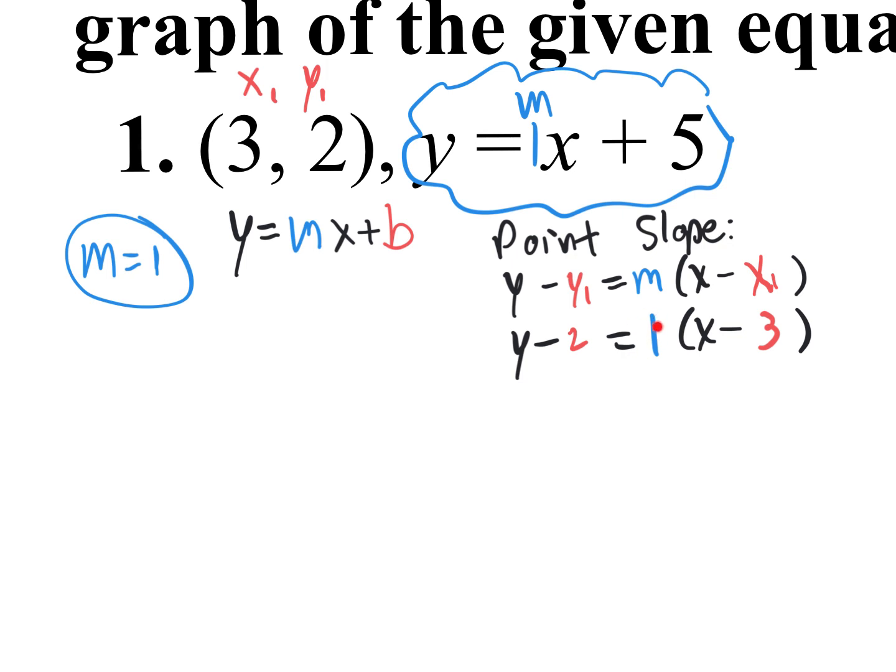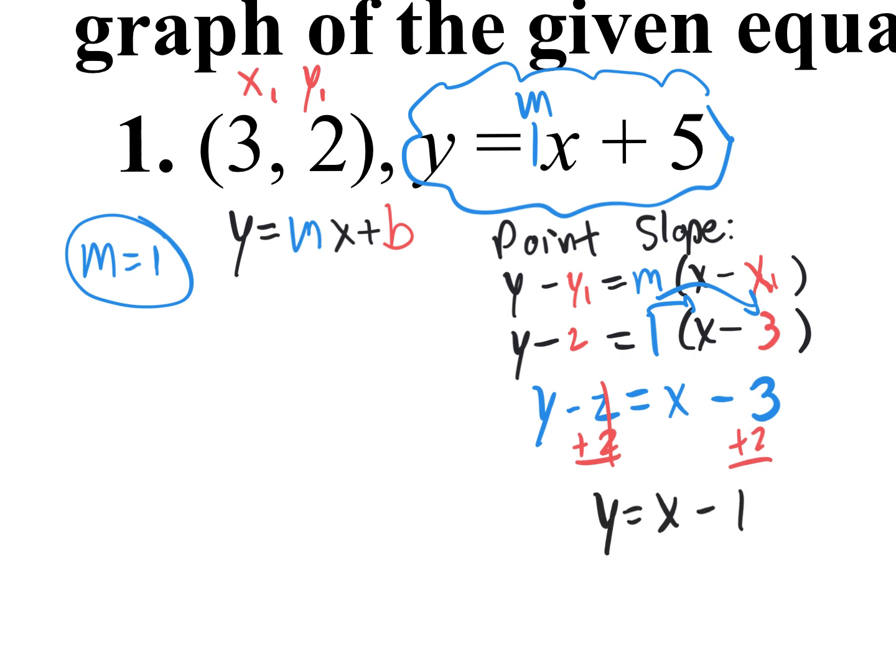So whatever number you have right here, to get rid of the parentheses, all you have to do is distribute. And we all know that 1 times x is x and 1 times -3 is -3. Bring down the equal sign, bring down y minus 2. All you have to do is get rid of the minus 2 to get y by itself by doing plus 2 and plus 2. And you're going to end up with y equals x minus 1. That's your slope-intercept form equation. That is the answer to this first question.